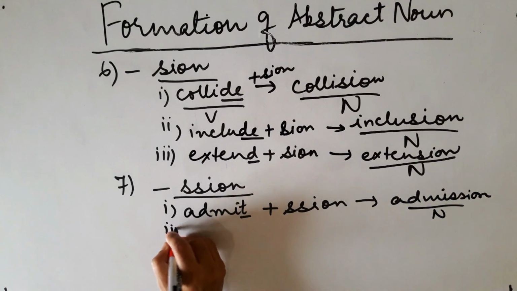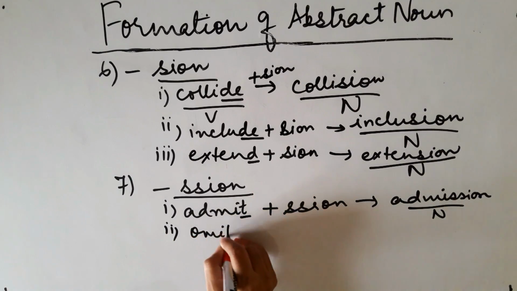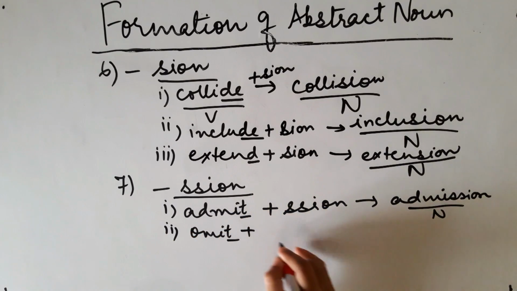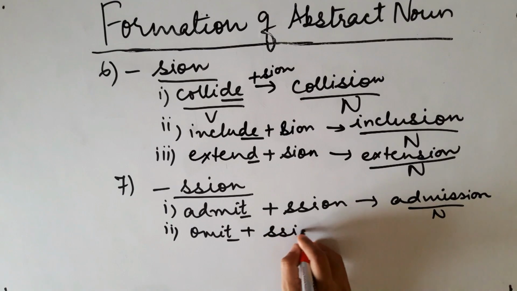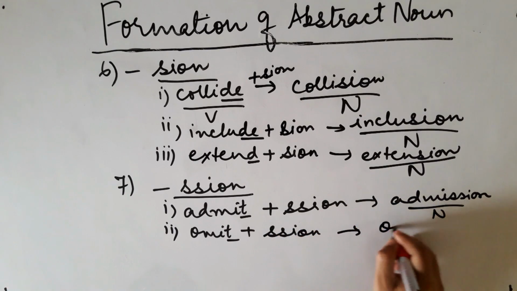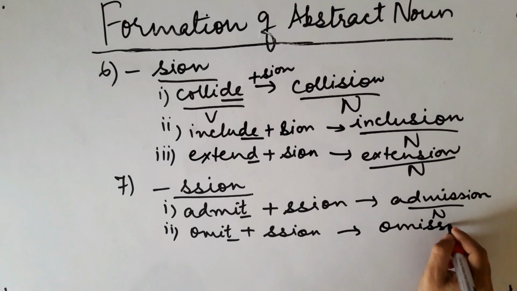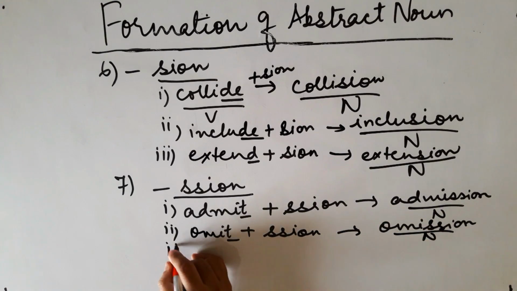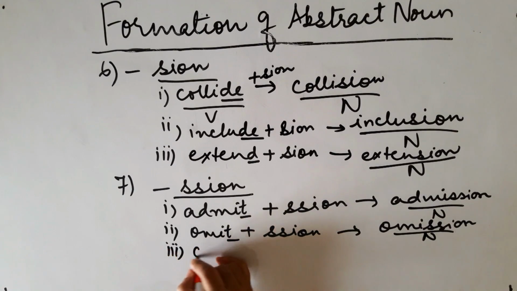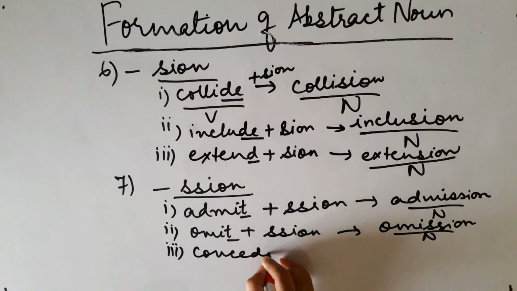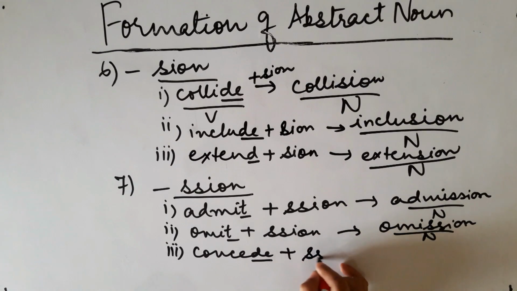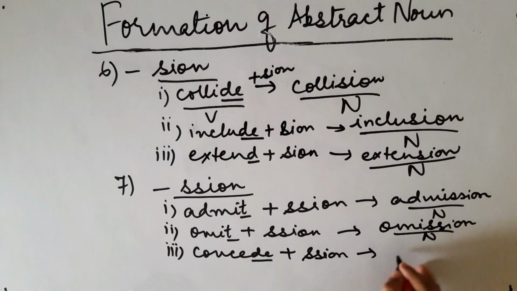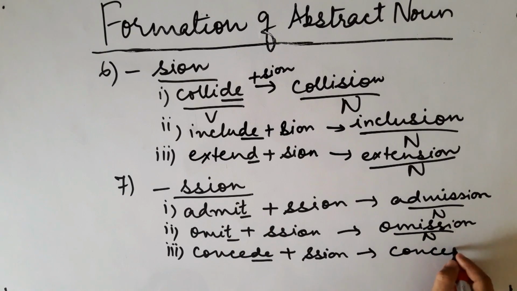We have words like omit. We replace t, we put double s-i-o-n, it becomes omission, which is a noun. We have words like concede. We replace de and we add double s-i-o-n, it becomes concession.